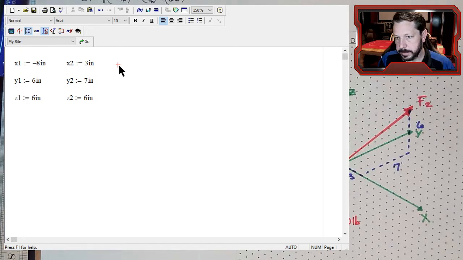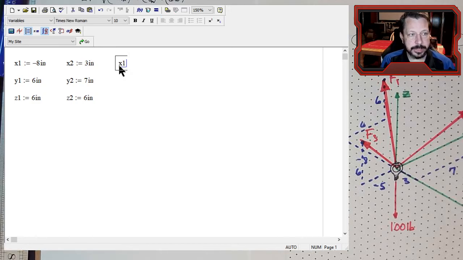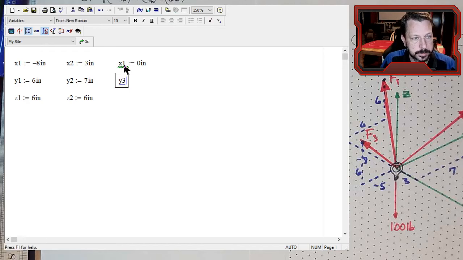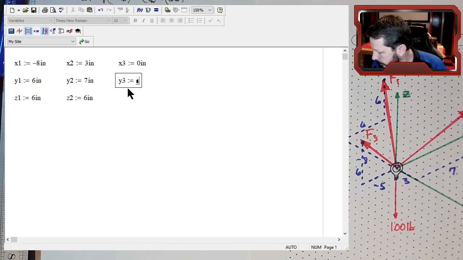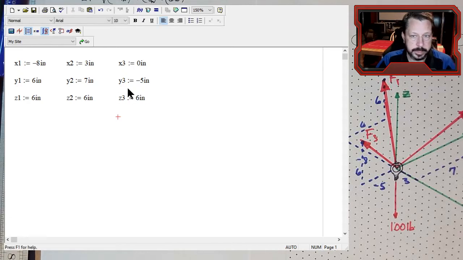And then see if we can get force 3 on there. Force 3, x1. Now, even though it's 0, I still need to have it as part of my equations, and we'll set those up in a second, and I'll show you why. So y3, oh, I put x1. x3 is 0. y3 is -5 inches, and z3 is 6 inches. All right, so we have defined all of our components, or well, the coordinates of our 3 different forces.